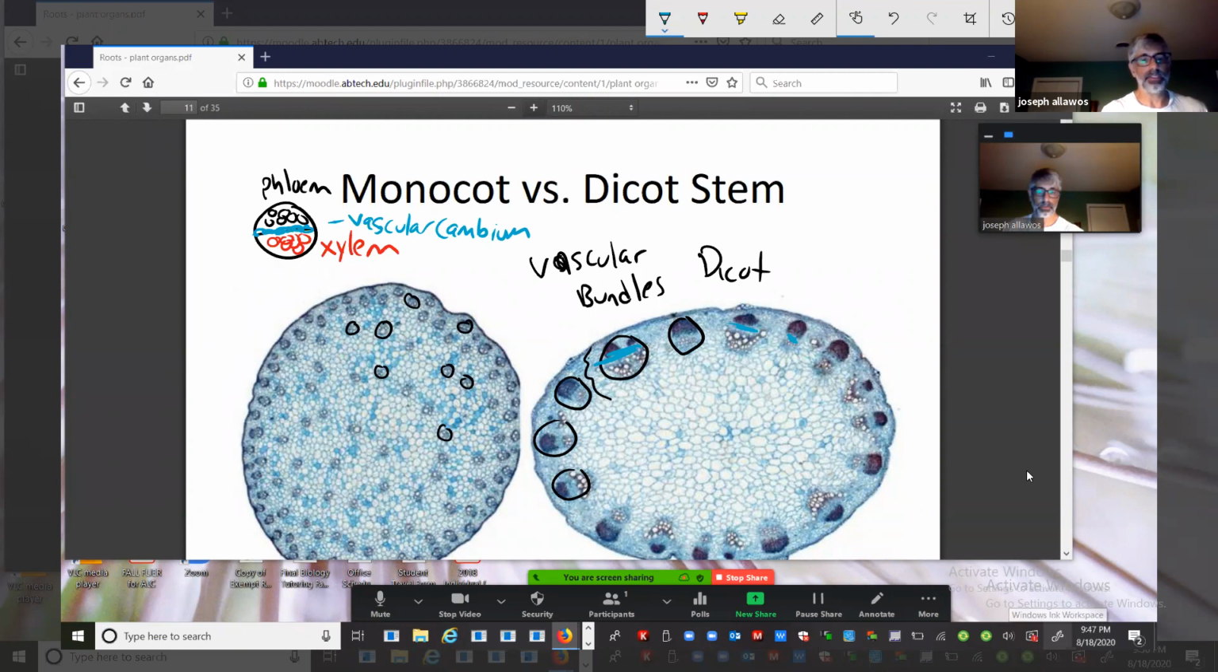But if you could see these a little better, you would see the xylem is still to the outside and the phloem to the inside. So, this isn't a very practical way to tell a monocot from a dicot if you're walking around outside, but if you are looking at a slide, then you'll be able to tell them apart. Okay.